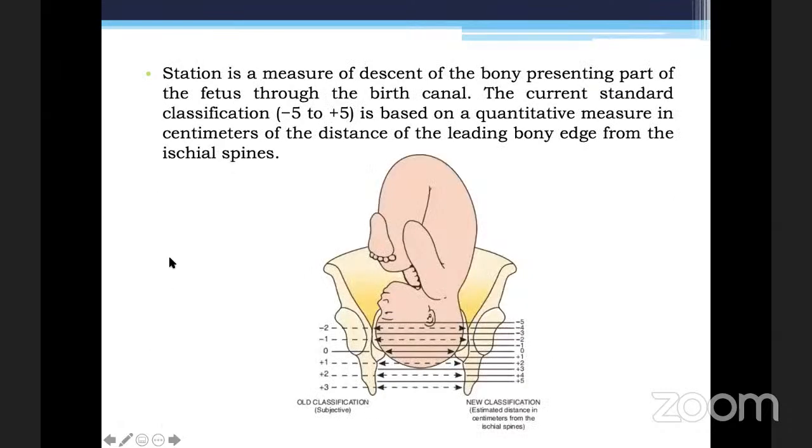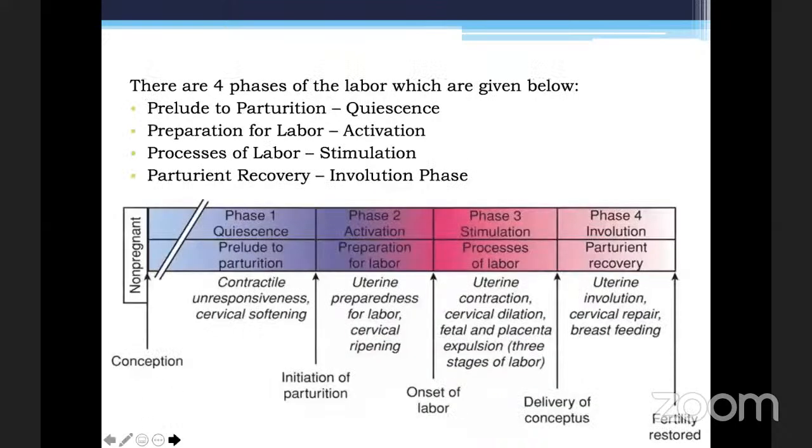Station is a measure of descent of the bony presenting part of the fetus through the birth canal. The current standard classification, which is from -5 to +5, is based on a quantitative measure in centimeters of the distance of the leading bony edge from the ischial spines. So there are 4 phases of labor.